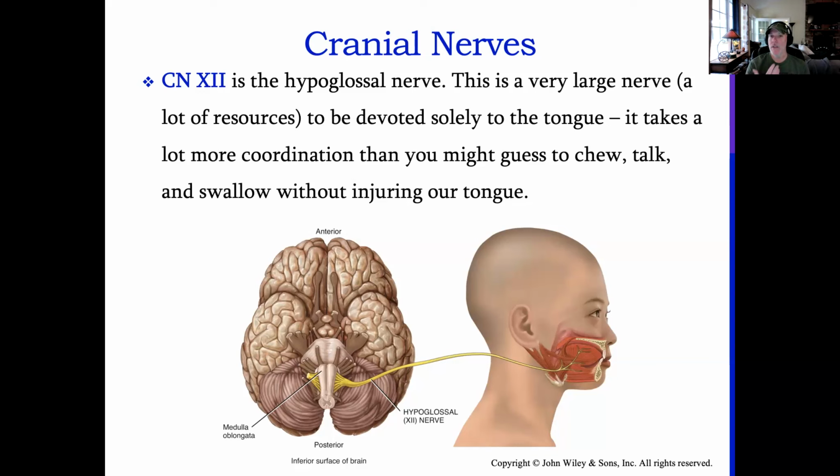So sound is going to originate obviously from our vocal folds, but our mouth, our lips, the movement of our tongue, that's all going to have a serious influence on the sounds that come out of our voice. And that's all going to be controlled by cranial nerve 12.